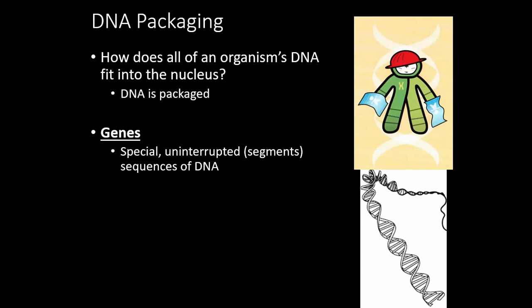Genes are special, uninterrupted segments or sequences of DNA. Now that word DNA can be kind of confusing sometimes. DNA sometimes refers to the nitrogen bases, A, T, C, and G, or sometimes DNA also refers to your entire set of chromosomes, all 46 chromosomes. So here they're referring to DNA as your A's, T's, C's, and G's. So a gene is segments of A's, T's, C's, and G's as they're partnered up together.